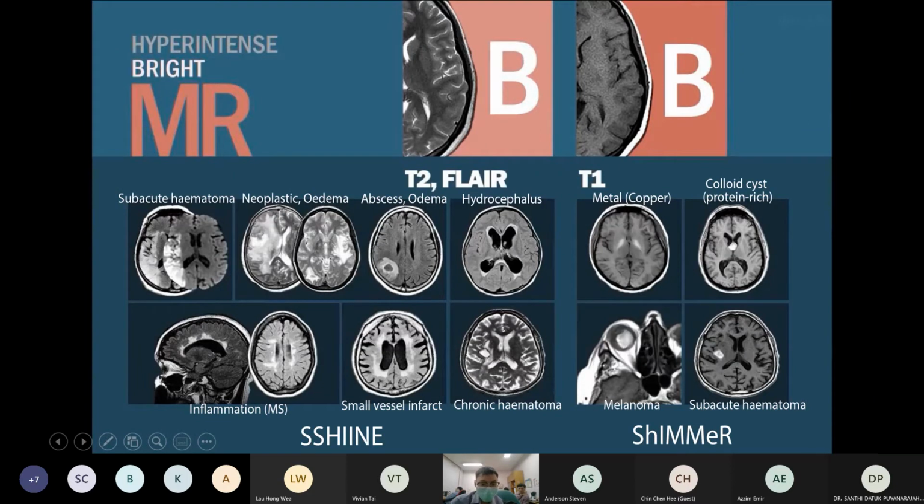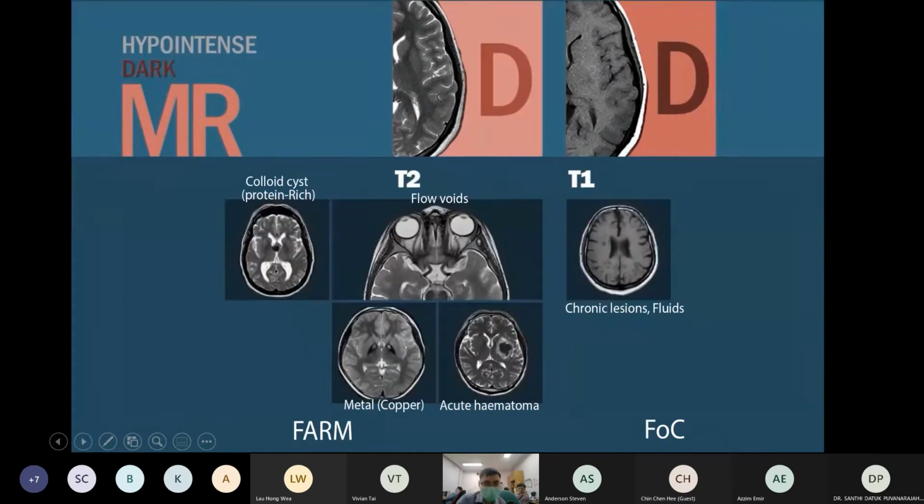Okay, so how about any particular abnormal lesions that are going to be dark or hypointense under the T1 and T2? T1 usually, if you see something dark which is not normal, it can only be a few things. It can either be a fluid or a chronic lesion. For example, in MS, multiple sclerosis, the demyelinating plaques are something we call black holes. Okay, those are the lesions.